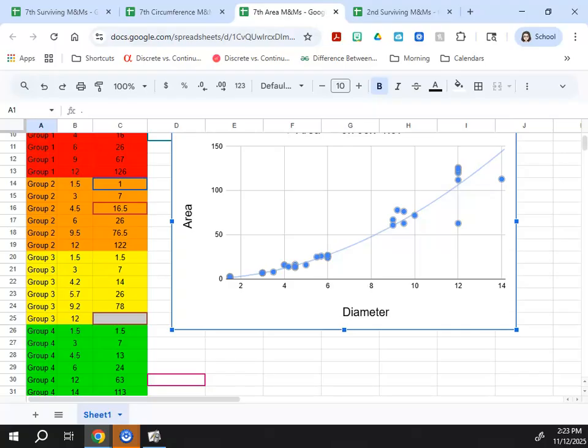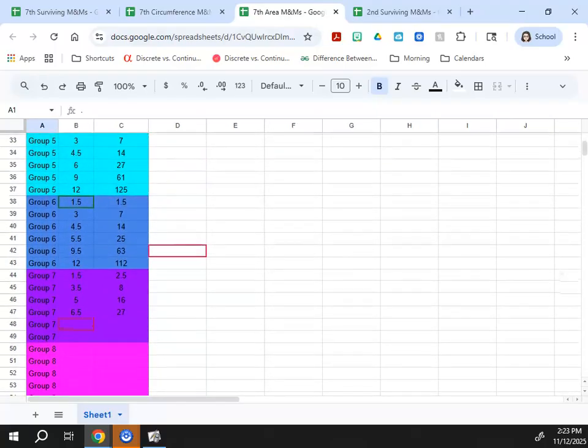Group 3, you got to hit enter on your last. Okay, and then how are we doing with 7?